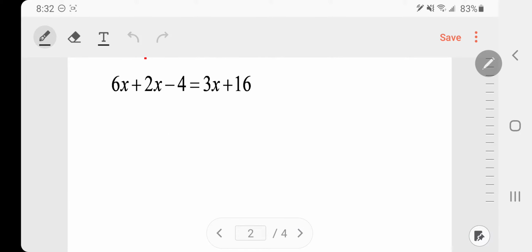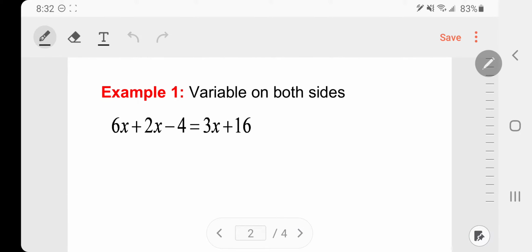All right, so let's take a look at an example. This one focuses on having variables on both sides of the equal sign. So in multi-step equations, you could have variables not only on one side, but on both sides here. So again, follow the two steps that I just outlined. The first step is to combine our like terms or simplify whatever we can. So I'm going to start by adding 6x and 2x. That gives me an 8x, minus 4 gets brought down, and then 3x plus 16.